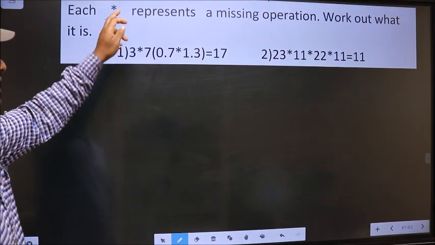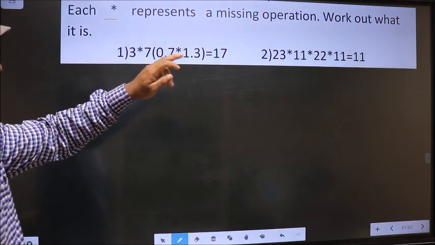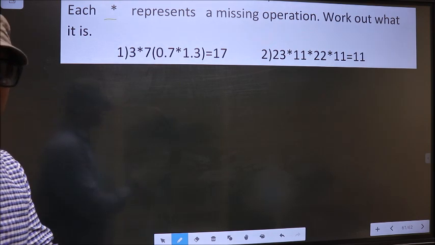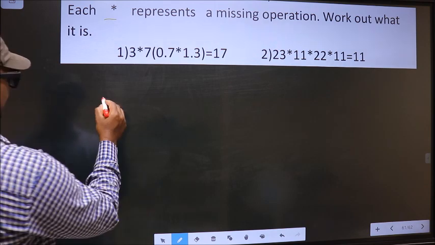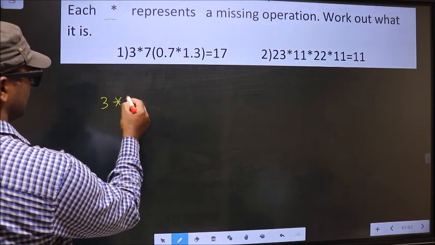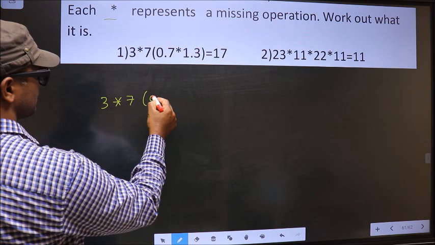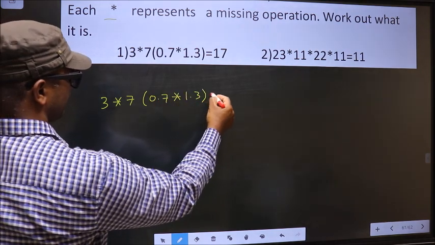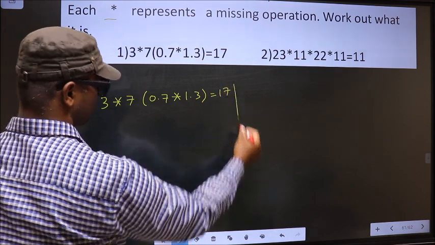Each star represents a missing operation. Work out what it is. First, the first one, that is 3 star 7 brackets 0.7 star 1.3 equal to 17.